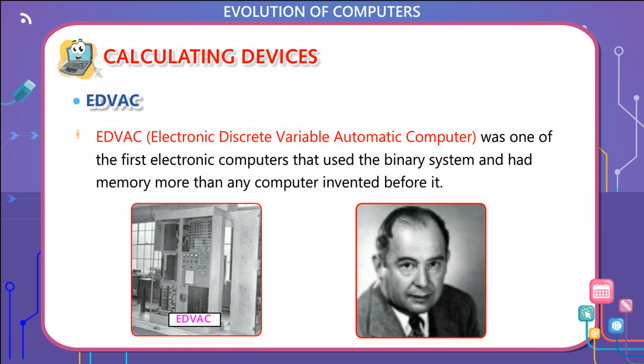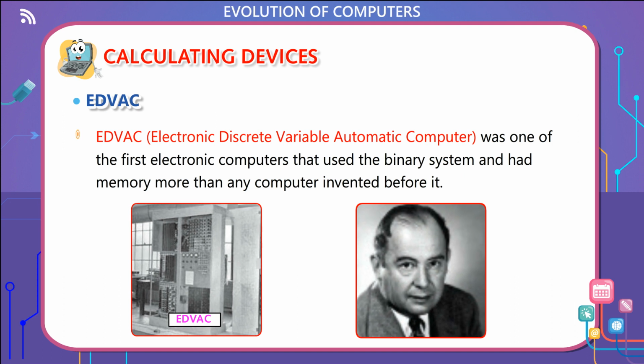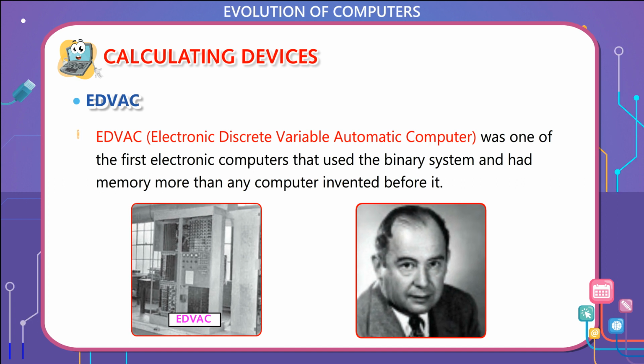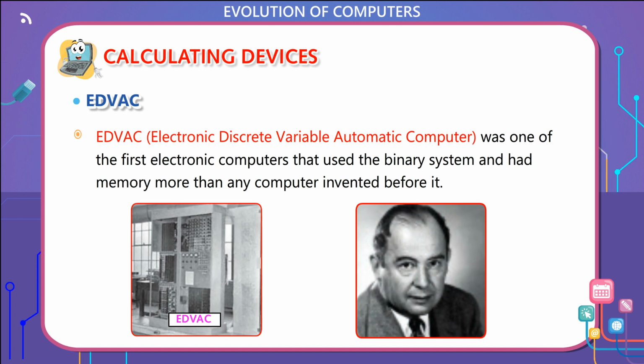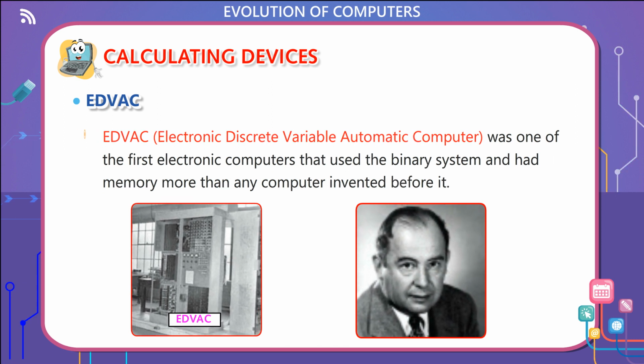EDVAC, Electronic Discrete Variable Automatic Computer, was one of the first electronic computers that used the binary system and had more memory than any computer invented before it.